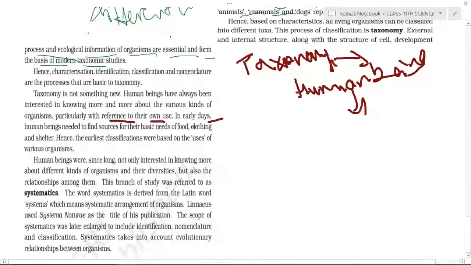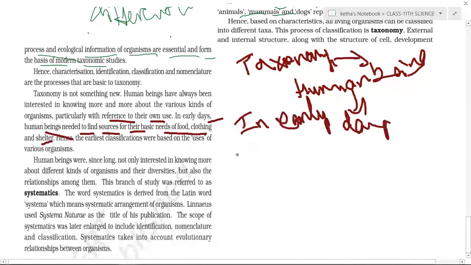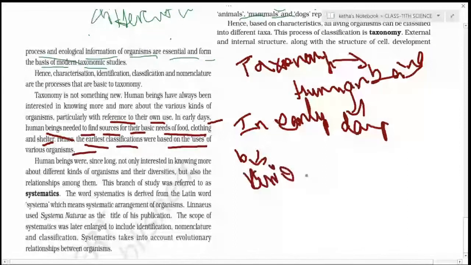In earlier days, human beings needed to find sources of their basic needs of food, clothing, and shelter. In ancient times, people used to struggle for food, clothing, and shelter. They are the basic needs, right? So they used to find their sources. Hence, the earliest classifications were based on the uses of various organisms.